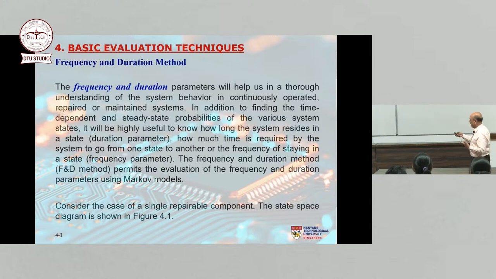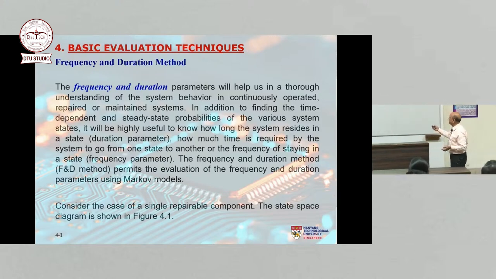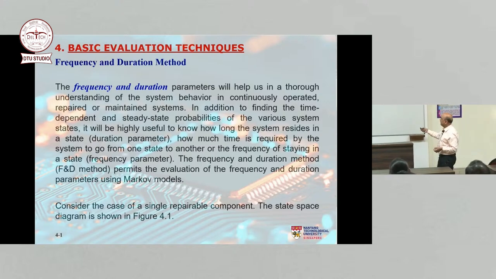So that's why I want us to learn a little bit about the frequency and duration parameters, because it helps us to understand the systems a little bit more, particularly the repairable systems or maintained systems. So we want to find the time-dependent reliabilities and steady-state reliabilities of the various systems, and the frequency and duration we are going to call F and D. Everybody knows F and D. So now I'm introducing the F and D method, which will allow us to calculate the frequency and duration parameters using Markov models. Okay, so let's look at this Markov model of a single-state component.